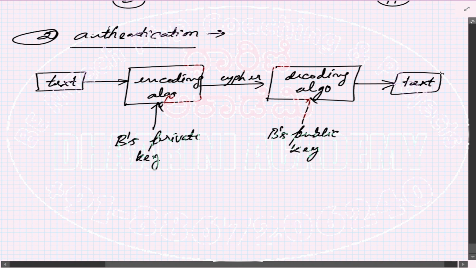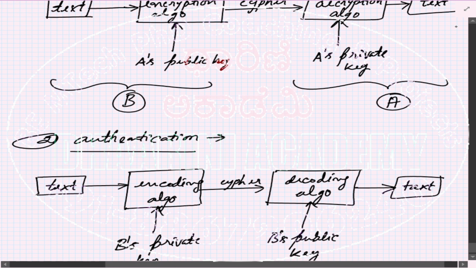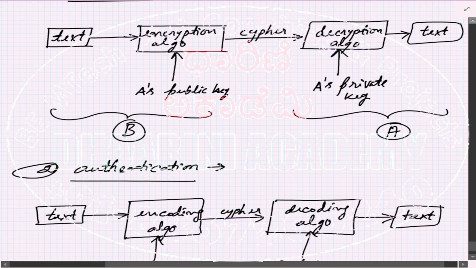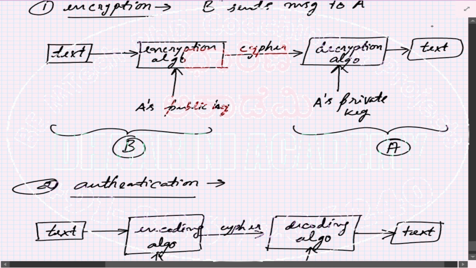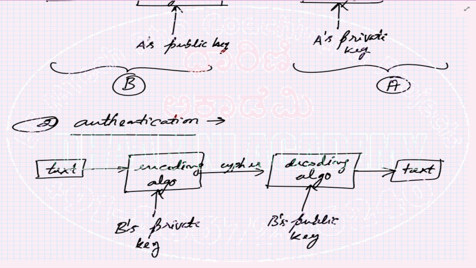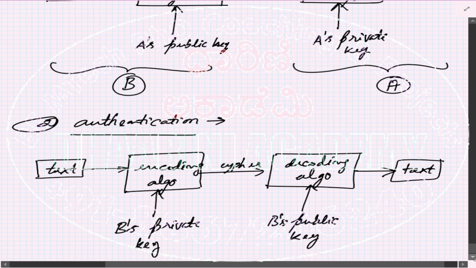Okay. So you see the difference, right? At what point and whose keys are being used. So that changes the whole concept, right? If B is sending and using A's public key on one side and A is using A's private key on the decryption side, then this is encryption and decryption. At the same time, authentication uses only B's keys related to the sender. Okay, so you see the difference. This is the basic idea of cryptography.